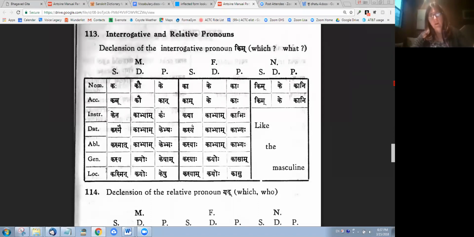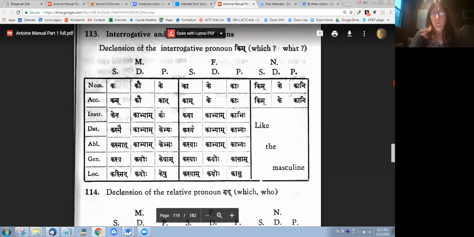And the relative pronoun maps the same, but it's a ya instead of a ka. And Sandra, will you read the feminine for us?